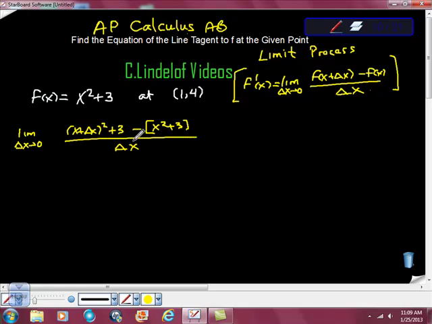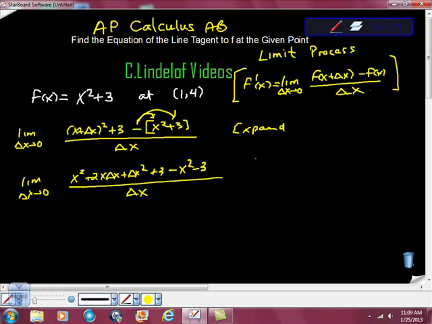And then from here, what we're going to do is we're just going to expand this thing, right? So we're going to expand this, and as we expand it, I am going to write this limit process again, so I'm reminding my AP grader that I'm using this process. And if you take x plus change in x times x plus change in x, you'll get x squared plus 2x change in x plus change in x squared plus this 3 right here, plus this 3. Then I'm going to distribute this negative 1 to here and to here. So we get minus x squared minus 3 all over change in x.